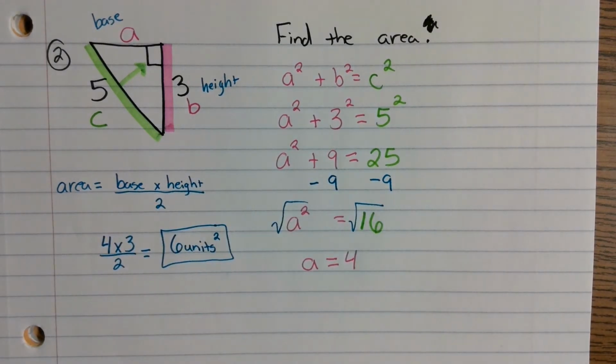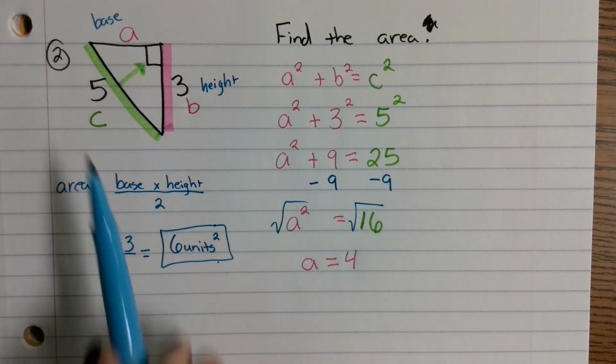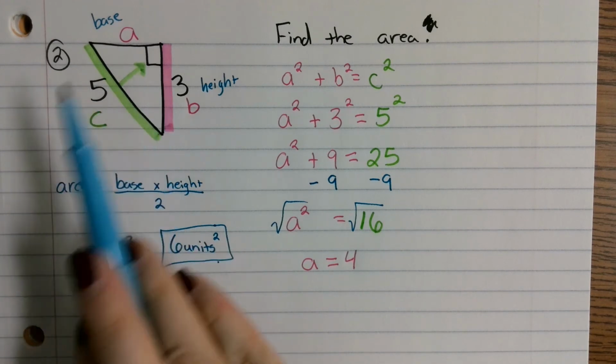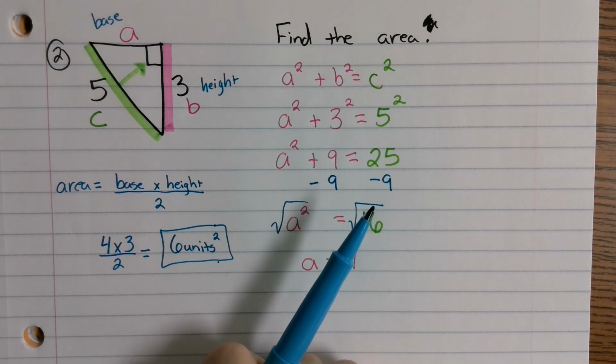If they don't give you a unit of measure, you just write units. Okay, so if it said yards, you would put yards squared. If it said feet, you would put feet squared. But since it doesn't have a unit of measure written, you need to put units squared. Yes? Go ahead.